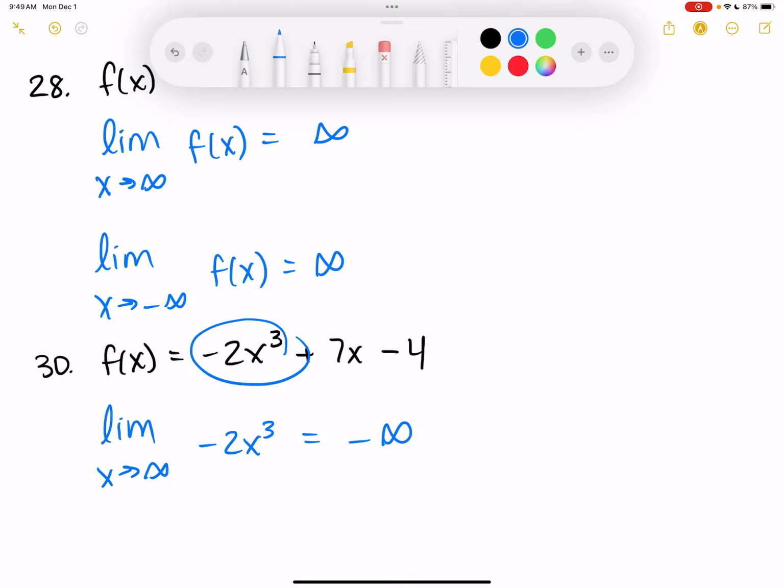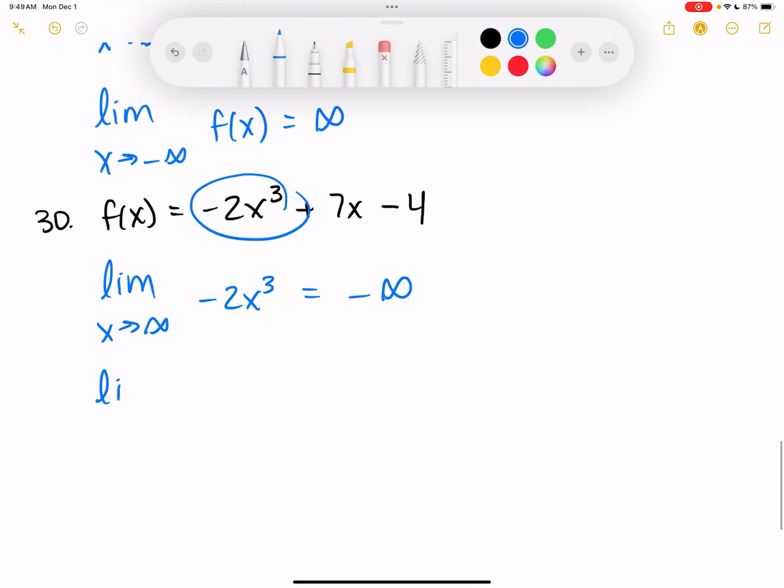Now, this is an odd power, so that means if one's negative, the other one should be positive, but I want to check that, obviously. Don't just automatically write it down, because if you've done something wrong in your math as you're doing them, then you'll hopefully catch that. So now the limit as x approaches negative infinity of negative 2x cubed. If I plug in negative 500 just for x, ignore the negative 2, negative 500 cubed is what? Positive or negative? Still negative. Times a negative makes it positive, so this one goes to positive infinity.